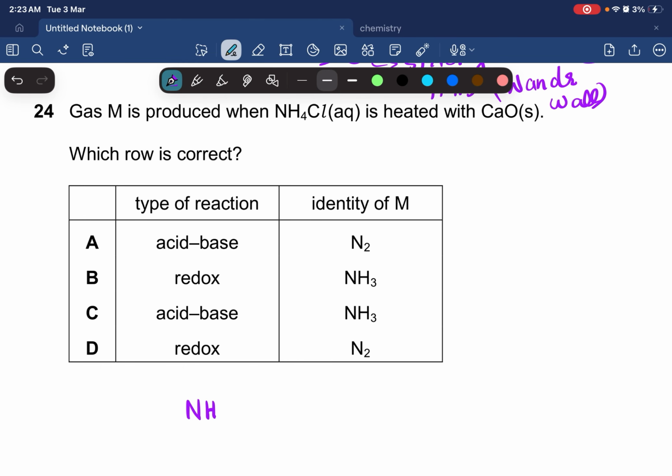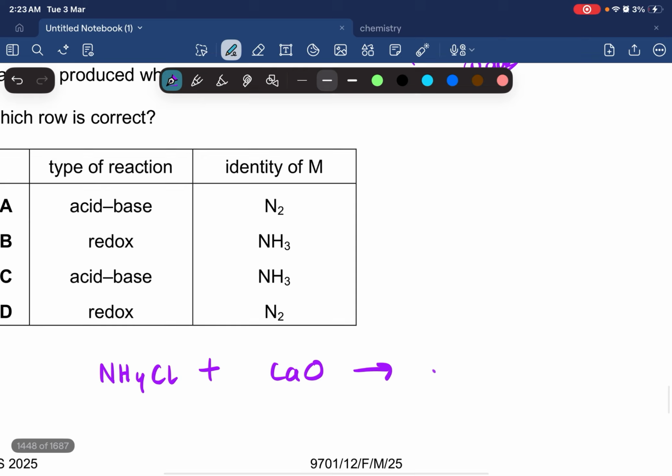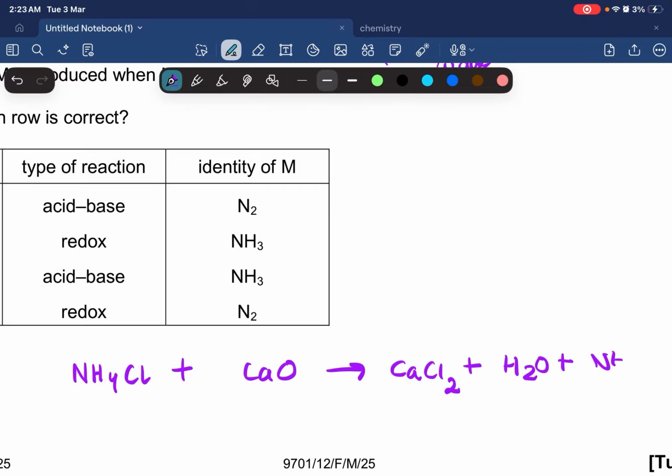So you have this ammonium salt, which is ammonium chloride, and you heat it with an alkali, which is CaO. First, you're going to form CaCl2, which is a salt. Second, you're going to form H2O, which is water. And the third thing you're going to form is ammonia, which is NH3.